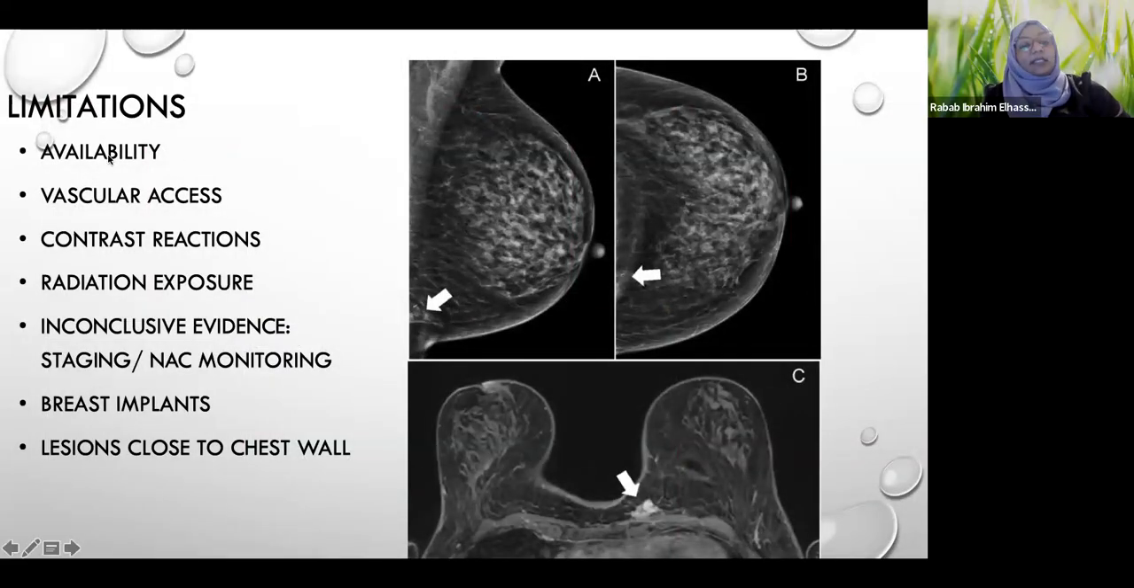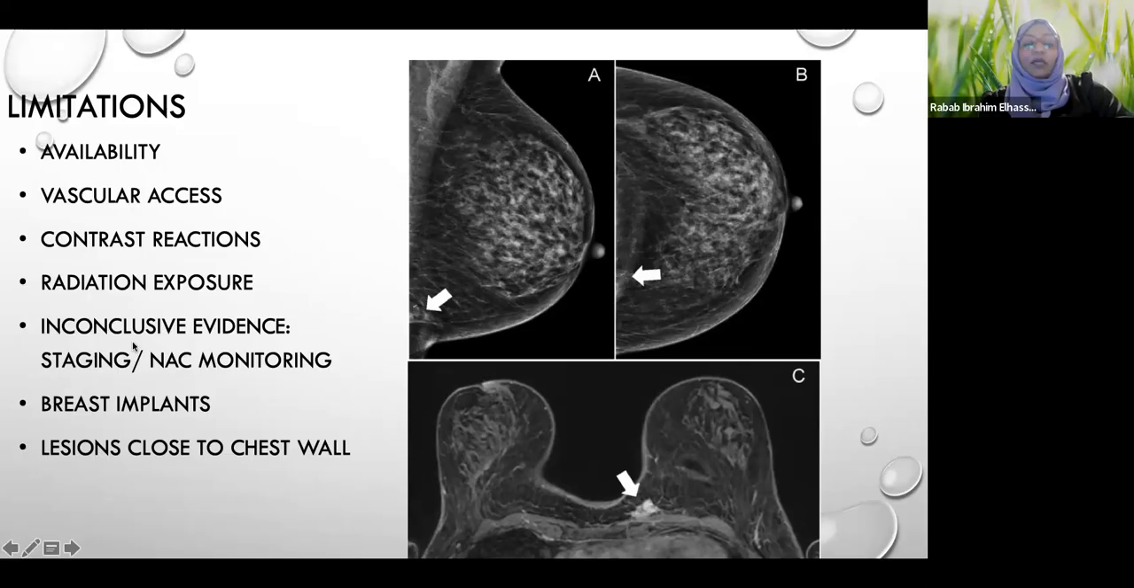As I said, the limitation is still the availability, because you need to update your mammogram unit if you need to incorporate contrast enhanced mammogram. There is a need for vascular access, and this is a problem in breast units because normally nurses are not there, so the radiographers need to take training and obtain certificates and so on. So it might obstruct the workflow that you don't have somebody to cannulate in the unit, simple as that. Contrast reactions, as I said, is still a problem. Radiation, it's a higher dose than the conventional mammogram.